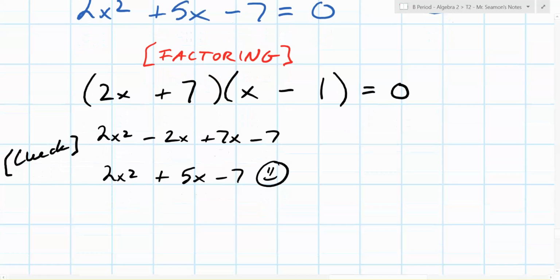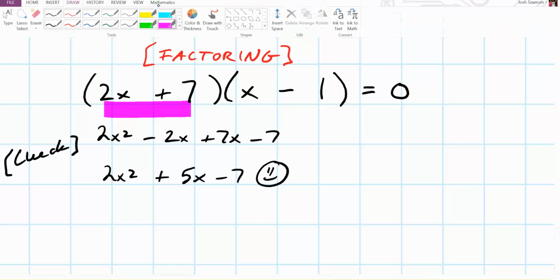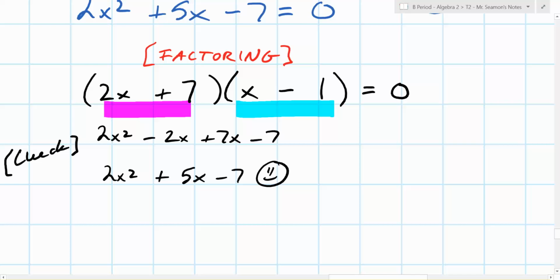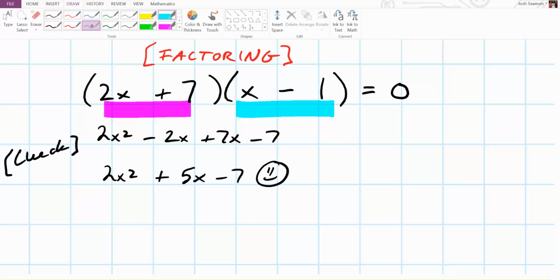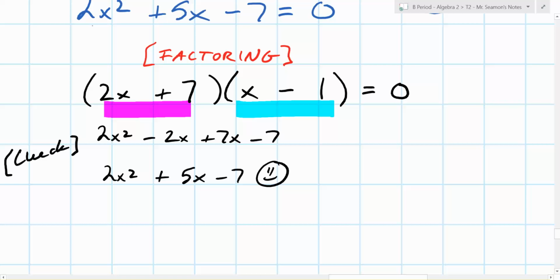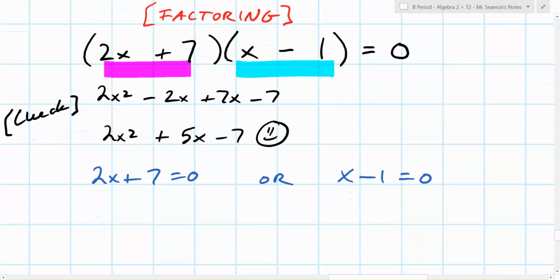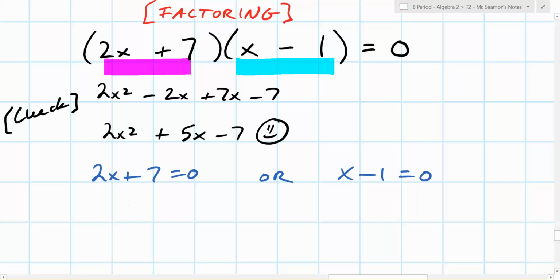How many things do we have multiplied together? One thing and another thing. Yay. So what is the or statement? Can someone raise their hand and tell me what the or statement's going to be? 2x plus 7 equals 0, or x minus 1 is equal to 0. So now you do the algebra. 2x is equal to negative 7, so x is equal to negative 7 over 2, or x is equal to 1.